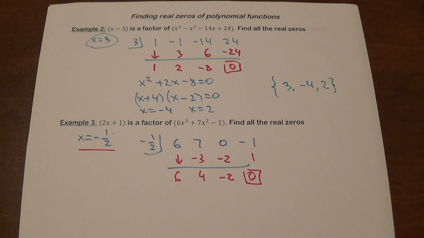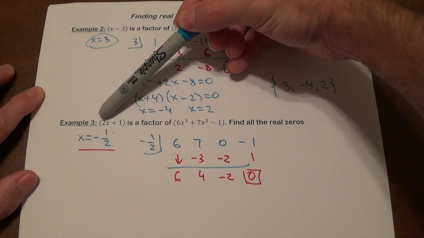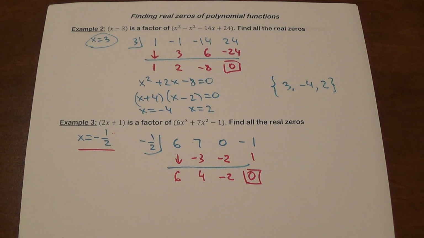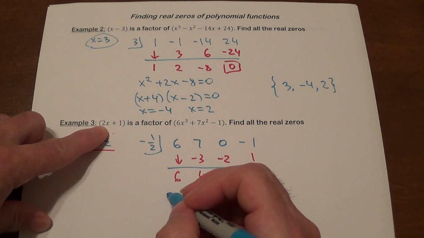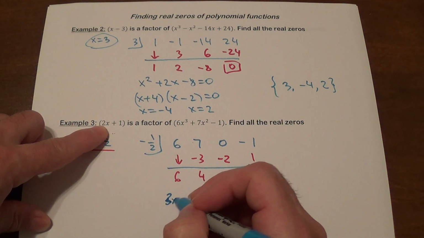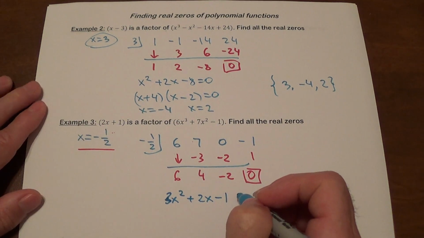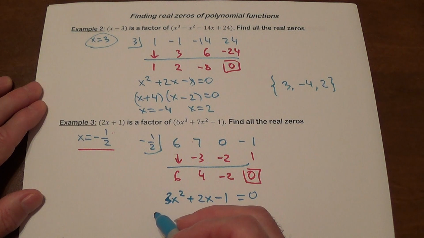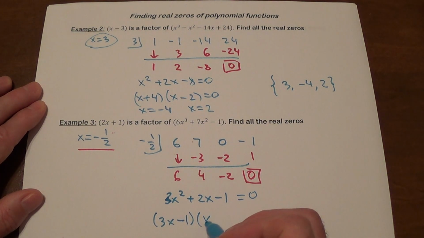I want to remind you that if you ever have a situation where the leading coefficient is not 1, then these numbers must be divided by that number. So before you do anything else, you're supposed to divide these numbers by 2. So this is 3x squared plus 2x minus 1 equals 0. We can also factor it as 3x minus 1 times x plus 1 equals 0.